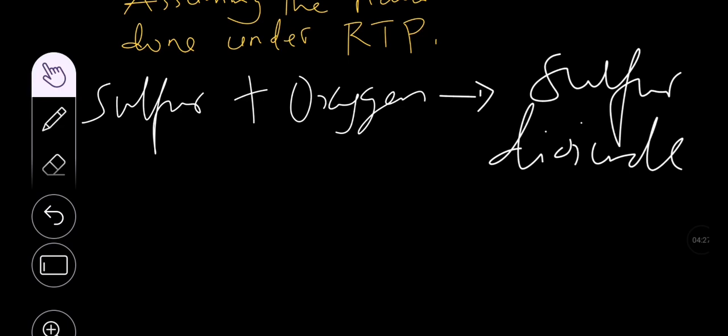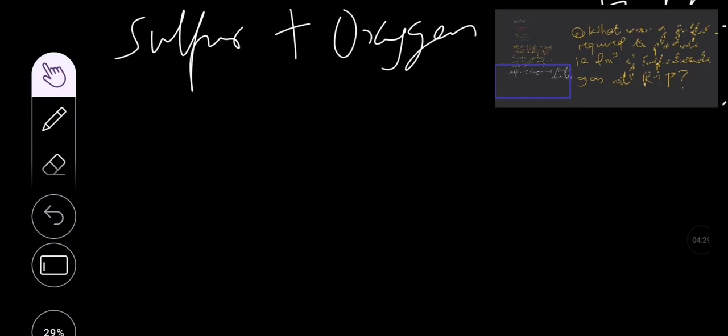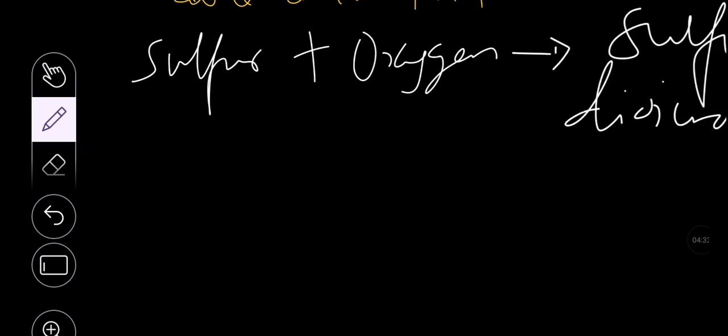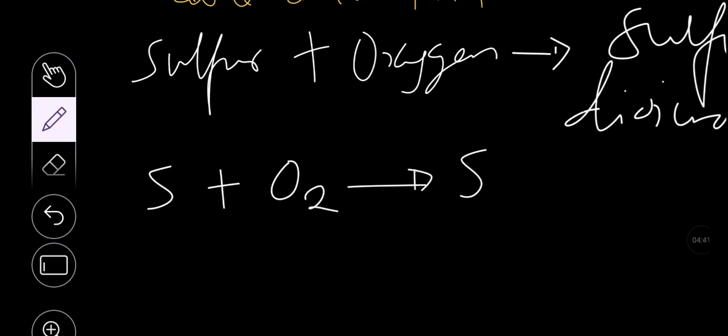After the word equation, we can come up with the correct symbol equation. Sulfur is represented by the letter S, plus oxygen, which is a gas, so it's O2. This produces sulfur dioxide, so it's SO2. That's the first step. The first step here is to come up with our chemical equation, and now we have this chemical equation.